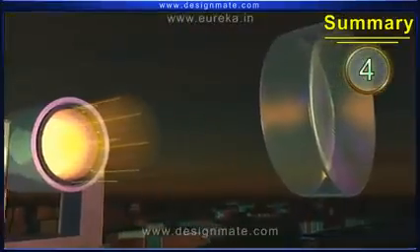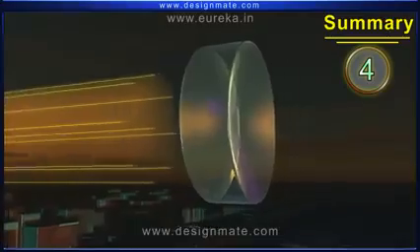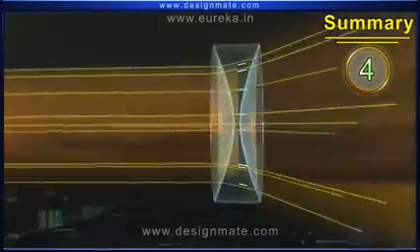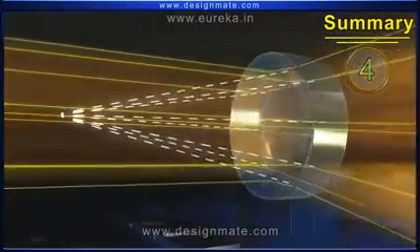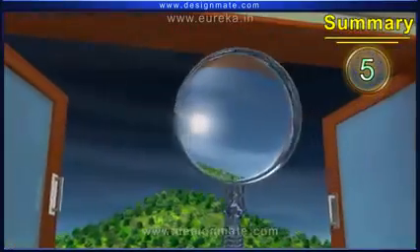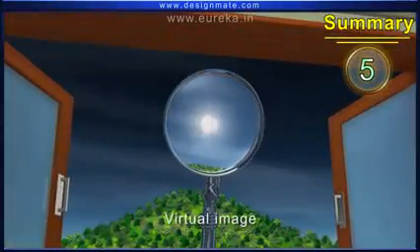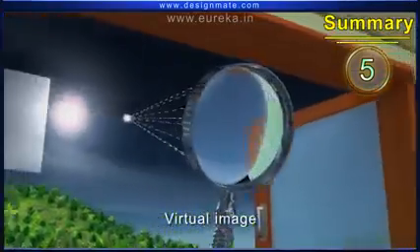4. The parallel rays of light incident on a concave lens undergo divergence as they emerge on the other side. And 5. The concave lens produces a virtual image that is an image formed on the same side of the object.